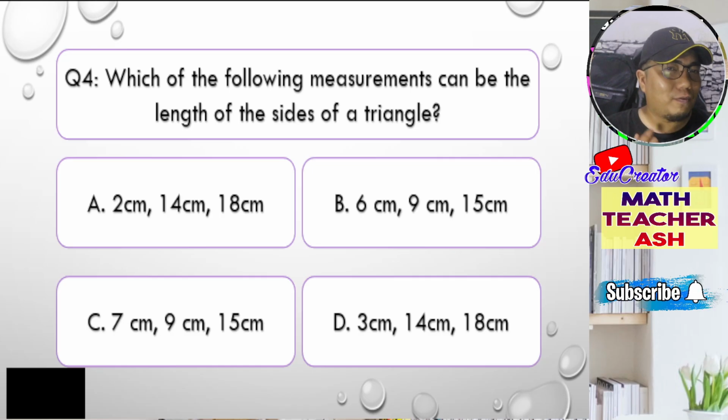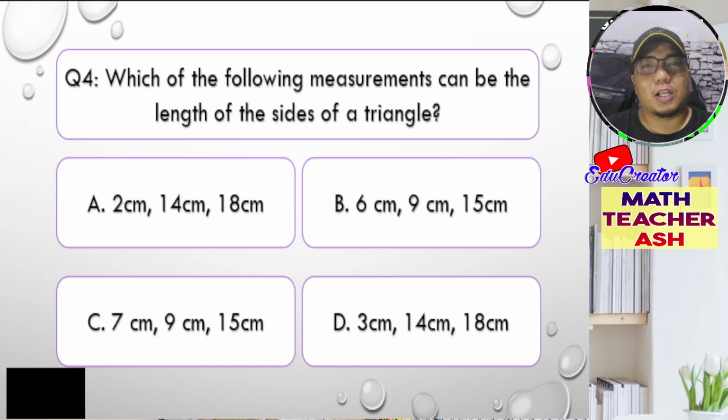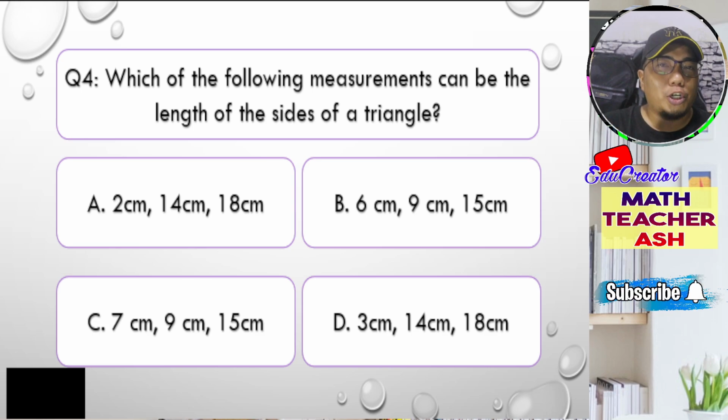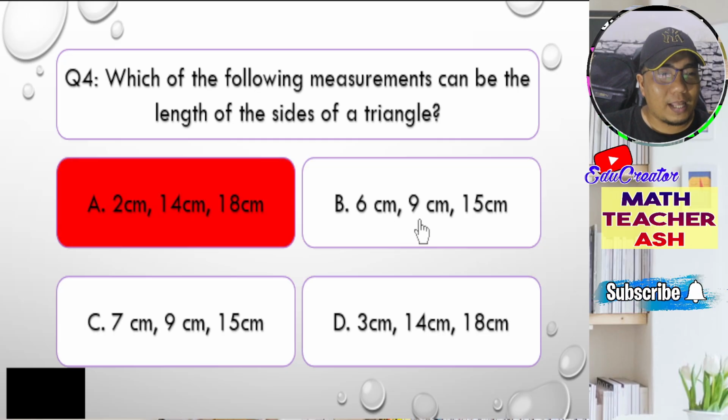Okay, math learners, if you are listening to our discussion, remember that in order to have a realistic measurement of a triangle, each two sides of the triangle should always be greater than the third side. The sum of the two sides should be greater than the third side. So let's check here whether we will have a scenario like that. So 2 plus 14, that's 16. It's not greater than 18, so letter A is wrong. 6 plus 9, that is 15. And 15 is equal to 15, not greater than, so that is also wrong.